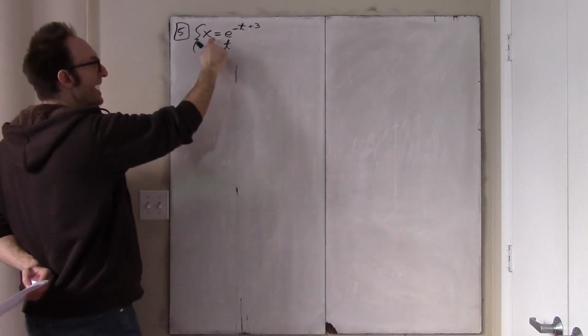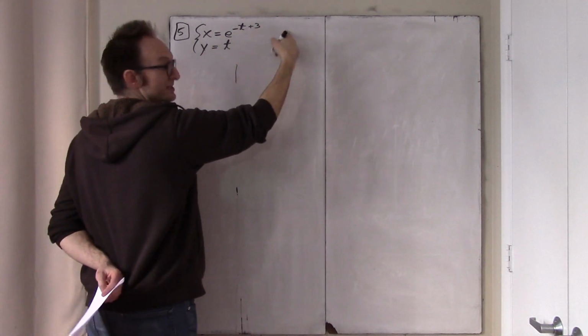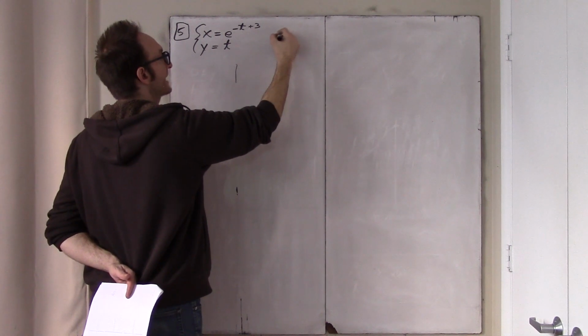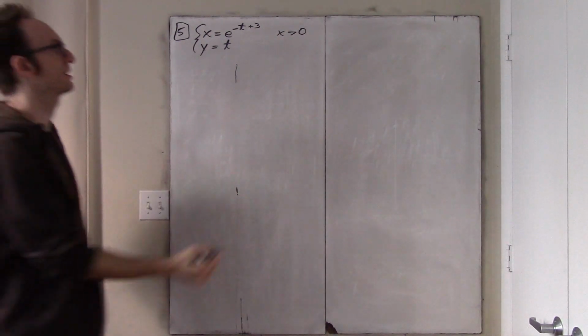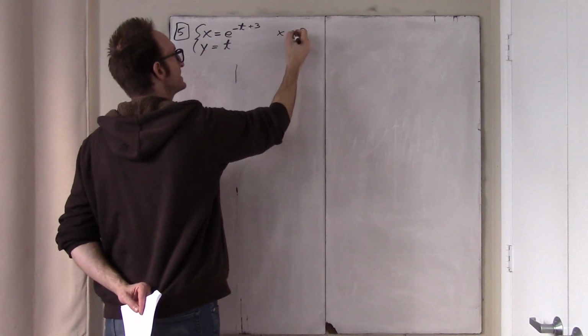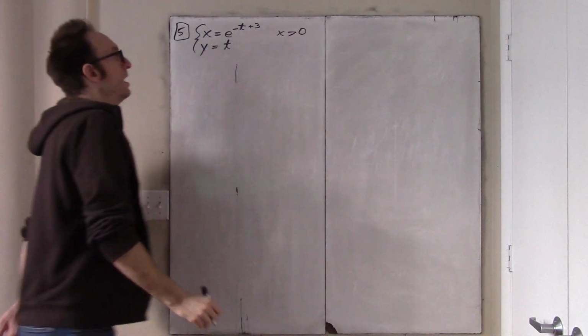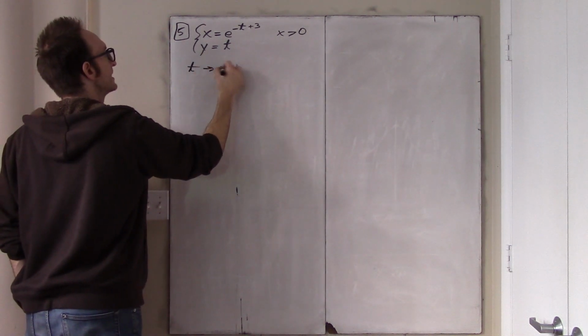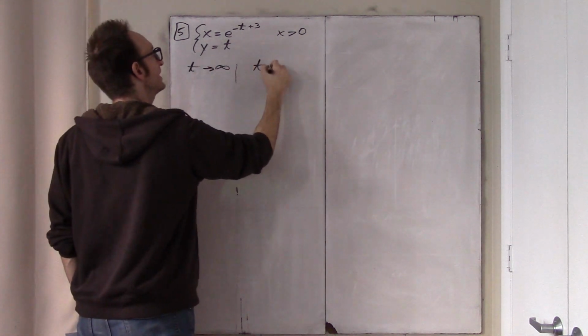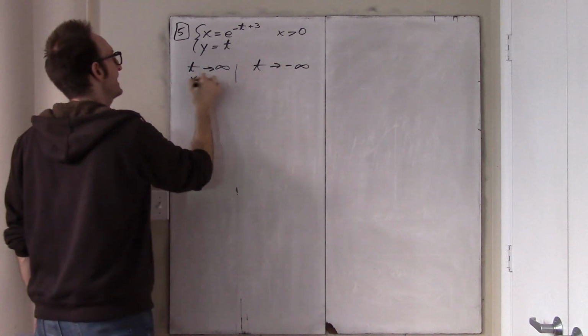Are there any restrictions on x? Well, e to the anything will be positive, so x will certainly be greater than 0. And I think that's all I have to say. What else? Well, I think nothing else. Let's see what happens as t approaches infinity, and as t approaches negative infinity.